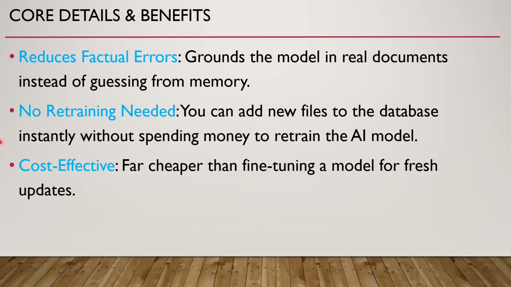So what are the benefits of retrieval augmented generation? It reduces factual errors, and grounds the model in real documents instead of guessing from memory. No retraining needed. We can add new files to the database instantly without spending money to retrain the AI model. Cost effectiveness. It is far cheaper than fine tuning a model for fresh updates.